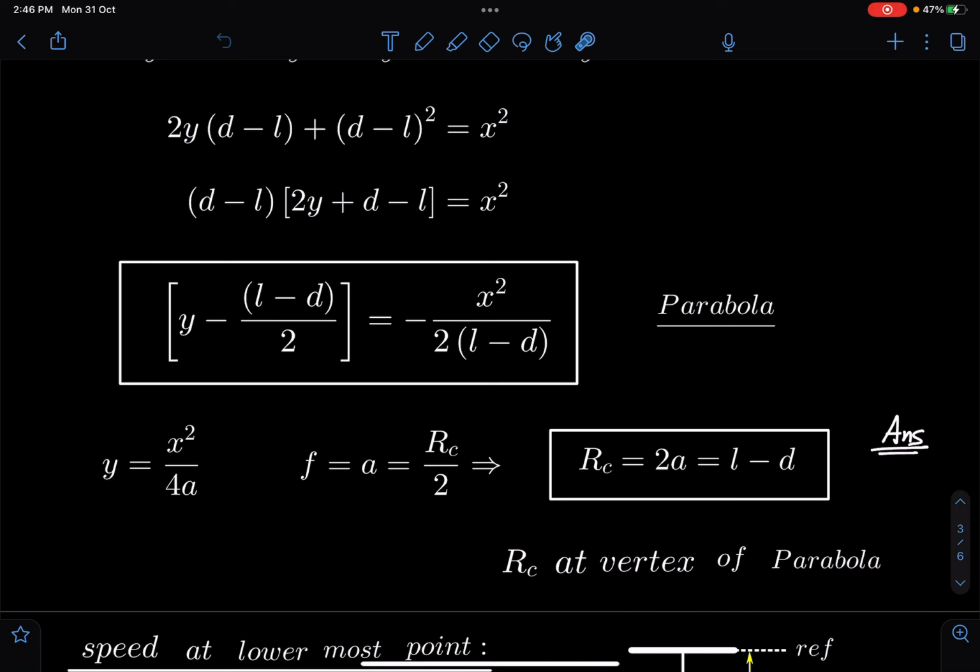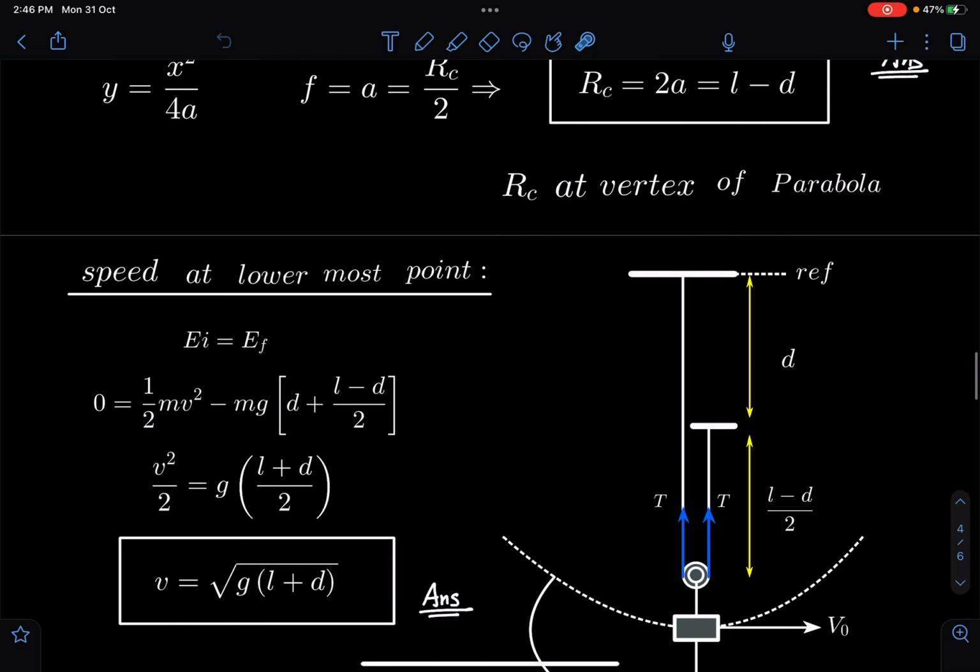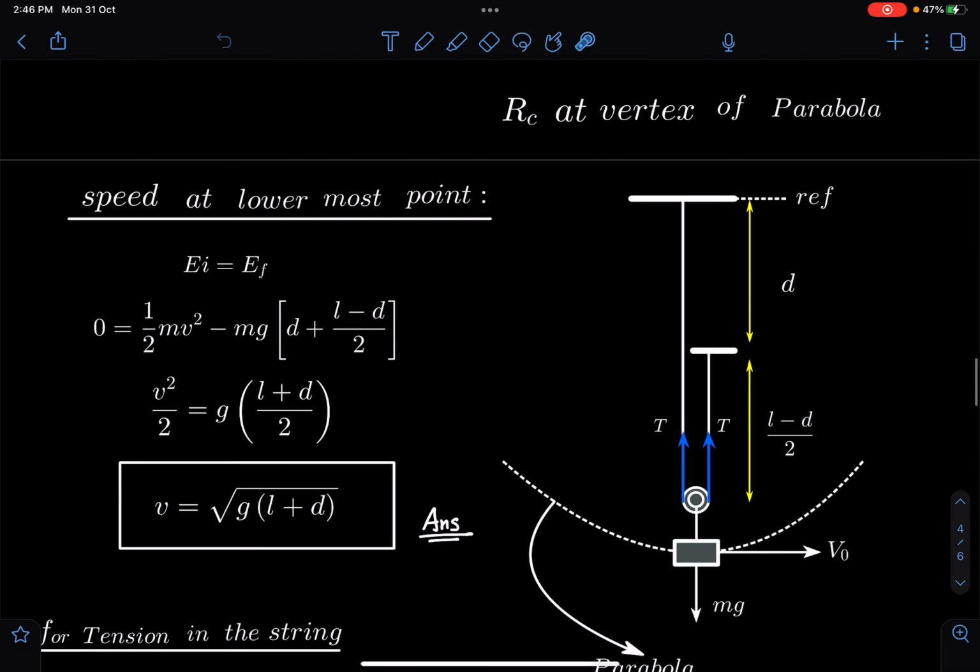Once you get this, now we have to calculate the speed at the lowermost point. Now it's very simple: this distance is d, between the point of suspension and the topmost suspension point, and the overall length is L. So I can easily say that if this part is d, this part is d, then this length has to be (L minus d) by 2, and this also has to be (L minus d) by 2.